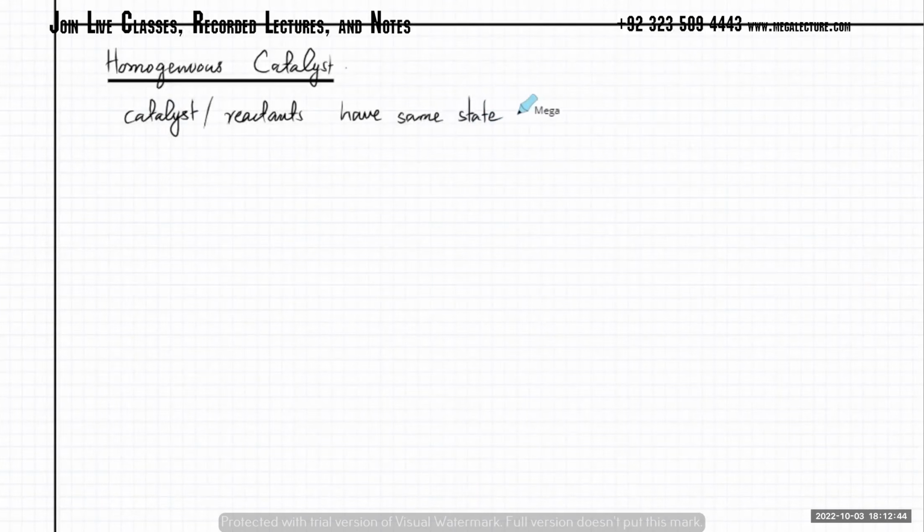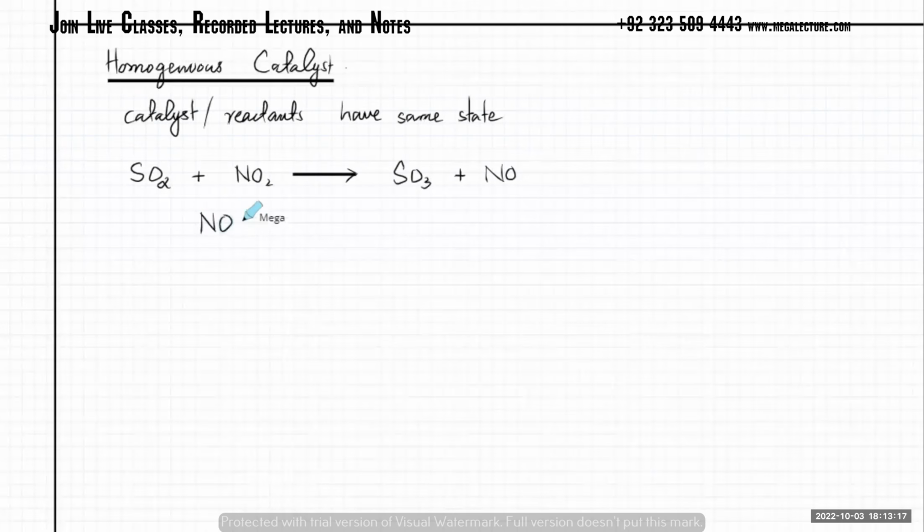So there are plenty of examples of homogeneous catalysts. One example is that in the formation of acid rain, the NO2 molecule acts as a homogeneous catalyst. What it does is that it goes and reacts with SO2, turns it into SO3, oxidizes it, gets reduced in the process, and at the same time, the same NO then reacts with oxygen. And when it reacts with O2, it turns back into NO2. So it remains unchanged.